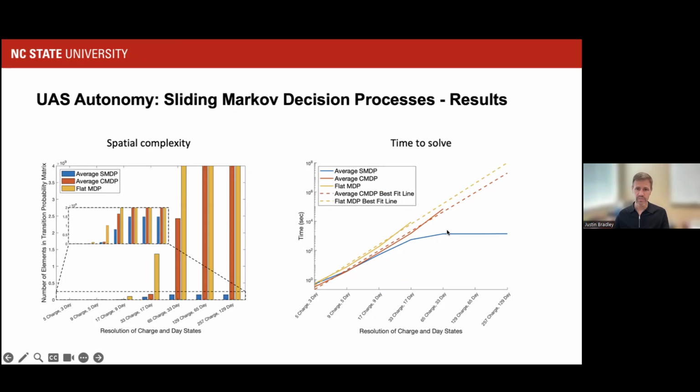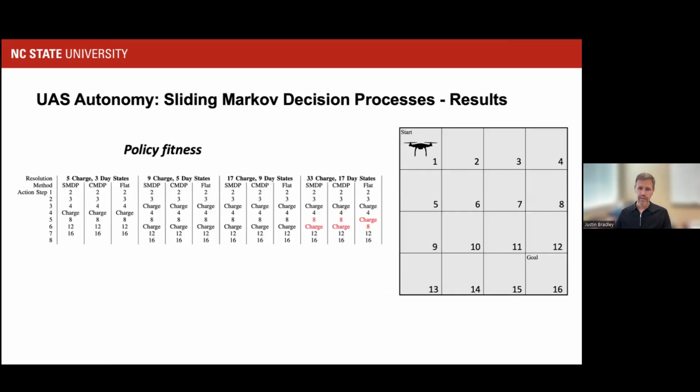And same with the time to solve. So where a flat MDP or a constant horizon MDP is going to blow up in time to solve. Note that this is a logarithmic scale here. My sliding mode MDP, or sliding MDP, levels off to a constant solve time, which I could reduce if I have fewer resources. And just to make sure that it's clear, the policy is definitely what matters the most here. And our policy is pretty close to optimal.